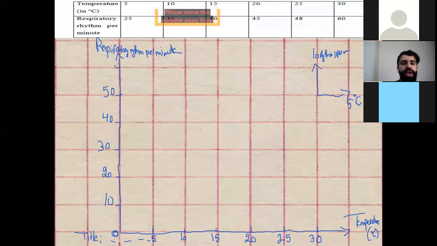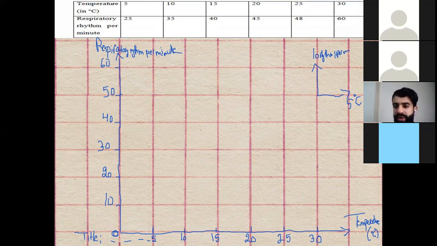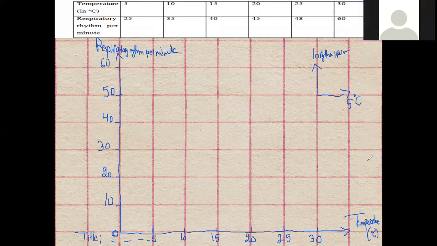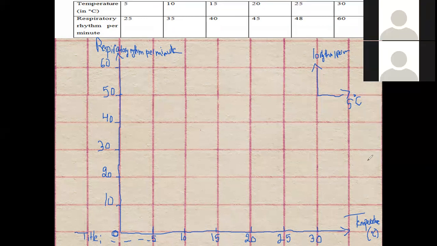Raise your hands, let's start to plot the graph. First point, to plot the graph. Let's start the first one. Raise your hands at temperature 5 degrees Celsius. When the temperature was 5 degrees Celsius, what is the value of the respiratory rhythm? I need new hands. Lamar, Adam Hajaji, Michael, yes, this is a new hand.